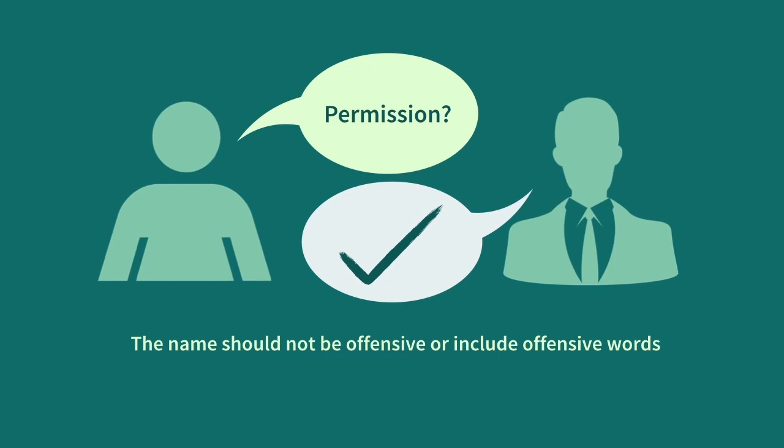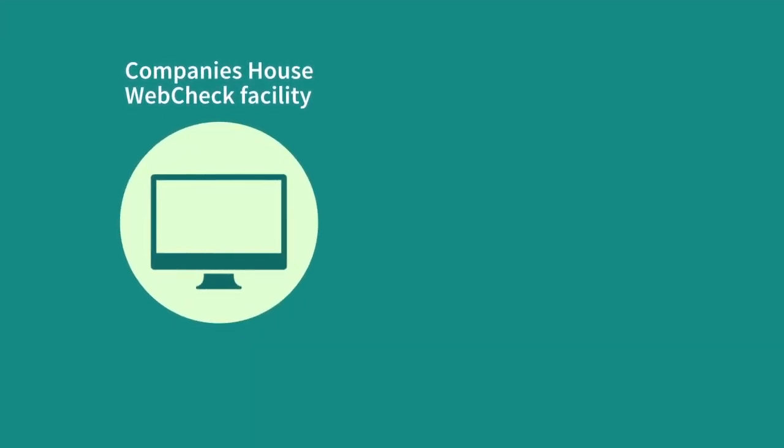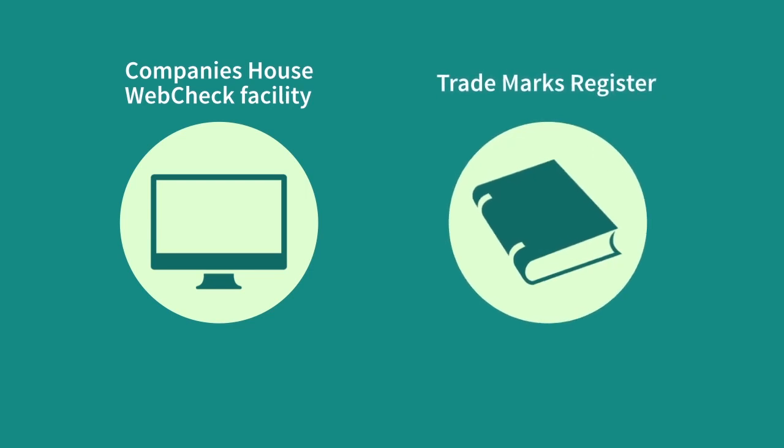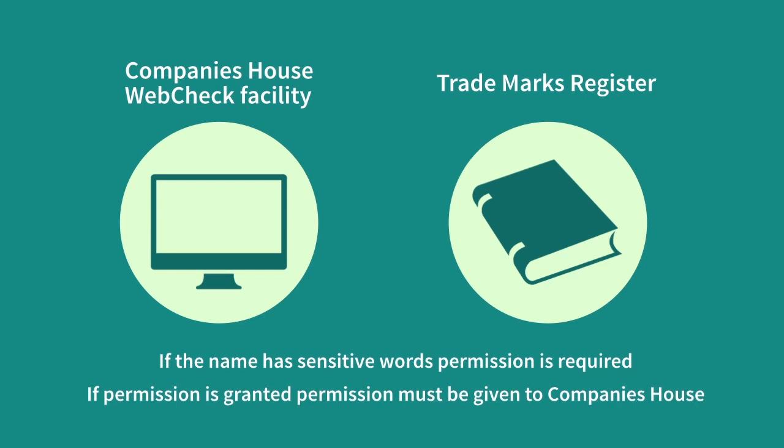Turning towards the issue of choosing a name, it is advisable to check potential company names with the Companies House web check facility. This will tell you if the name is already in use or closely matches an existing company name. It is also advisable to check the name against the trademarks register to ensure the name will not step on anyone's trademark toes. If the proposed name contains any sensitive words, you will be required to seek permission from the relevant authority. If permission is granted, Companies House must be given the supporting documentation when you submit your application to register your company.